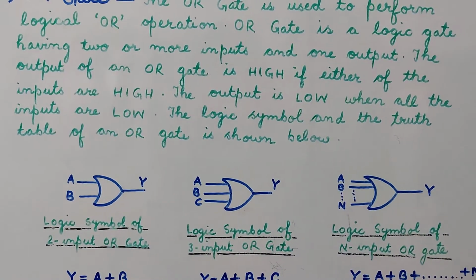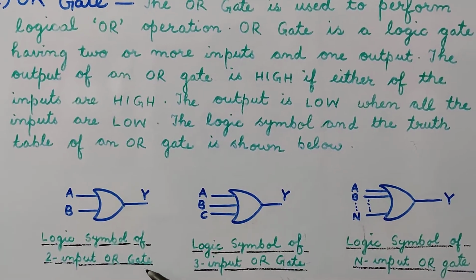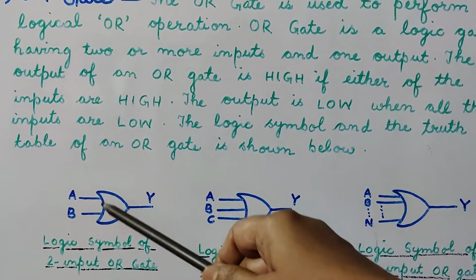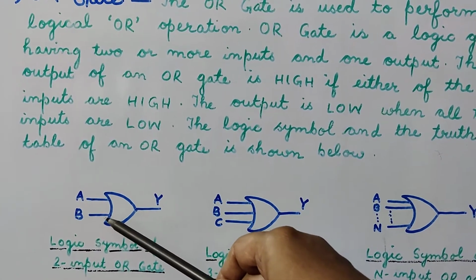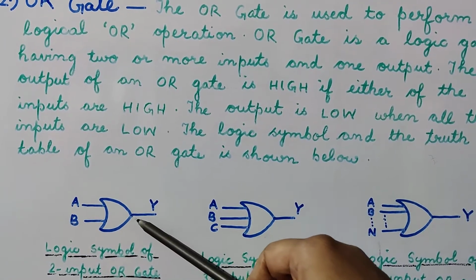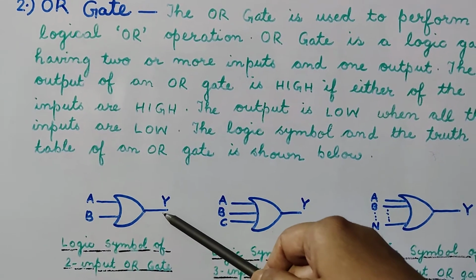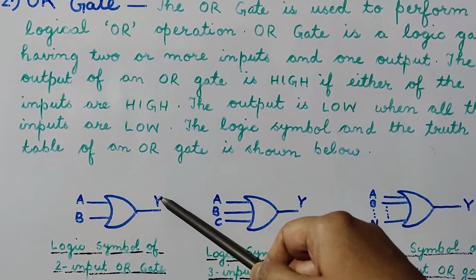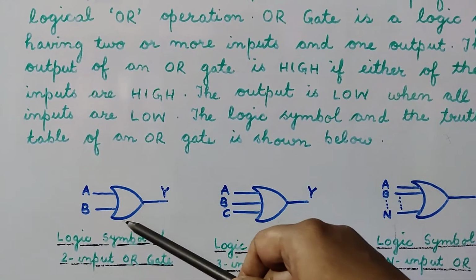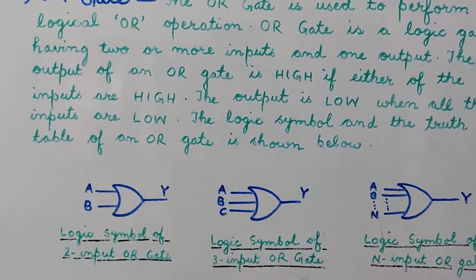If we want to draw the logic symbol of a 2 input OR gate, then we will make the symbol of the OR gate and show 2 inputs to it. Since there is only one output, the output is represented by Y. So this gives the logic symbol, or logic diagram, of the 2 input OR gate.